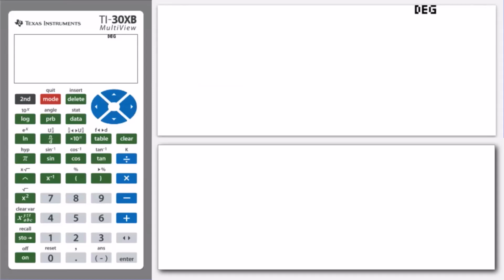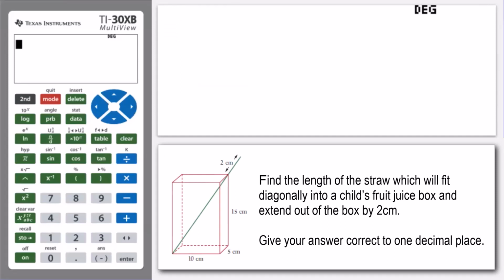So for this example in particular, we're going to solve a problem involving the lengths of the edges and diagonals of a rectangular prism, or simply put, a rectangular box. So let's examine our example. We're going to use the TI-30XB to help us find the length of a straw which will fit diagonally into a child's fruit juice box and extend out of the box by 2 centimetres, so they're able to use the straw to drink. And we're going to give our answer correct to 1 decimal place.